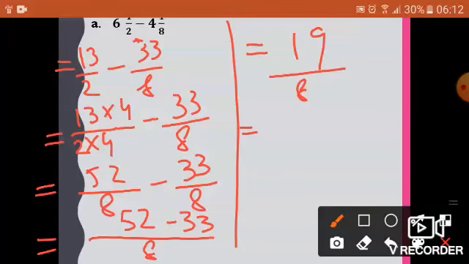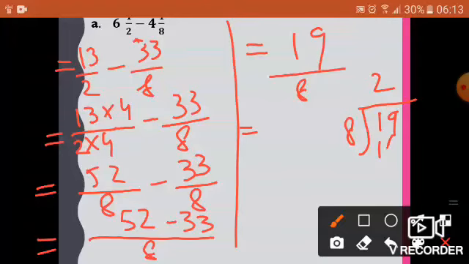Now see, 19 upon 8. Is this the lowest term? No. This is an improper fraction. So whenever we have an improper fraction, we are supposed to convert it into mixed number form before writing the answer. So 19 divided by 8. 8 times 1 is 8. 8 times 2 is 16. And 8 times 3 is 24. So we cannot write 24 under 19.